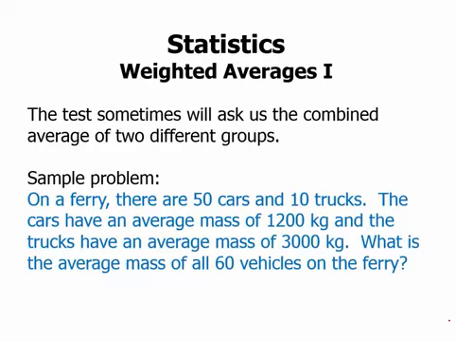On a ferry, there are 50 cars and 10 trucks. The cars have an average mass of 1,200 kilograms, and the trucks have an average mass of 3,000 kilograms. What is the average mass for all the vehicles on the ferry? And so we have two different groups. We have an average for each group, and we want to come up with the average for everything put together.